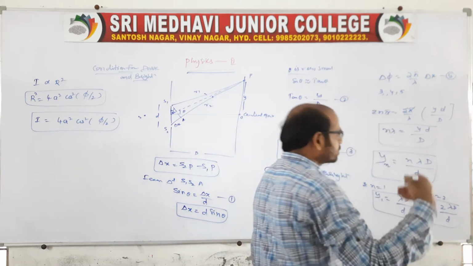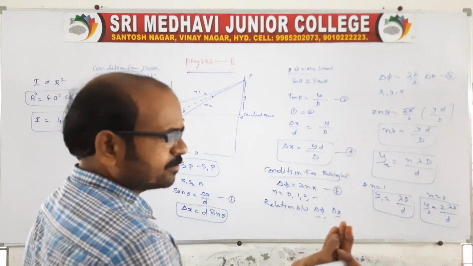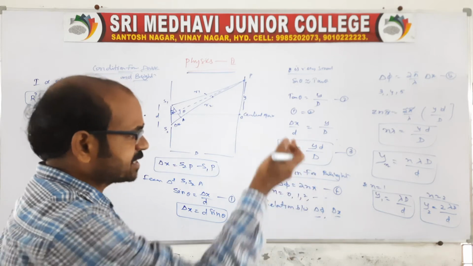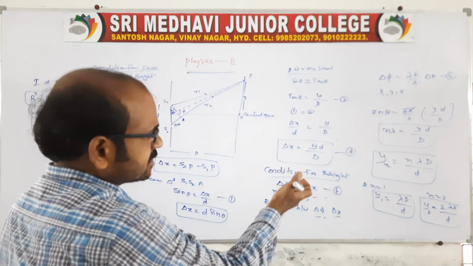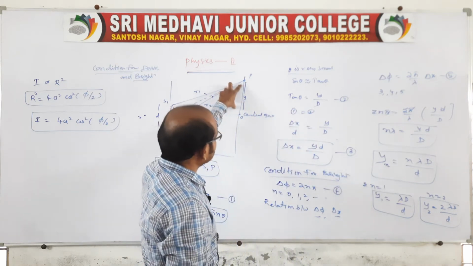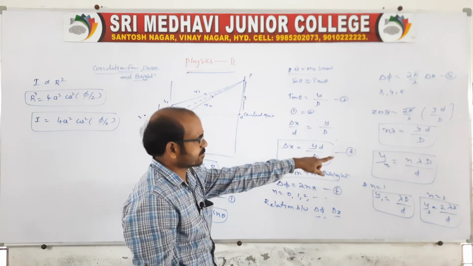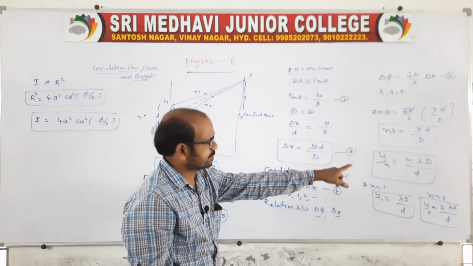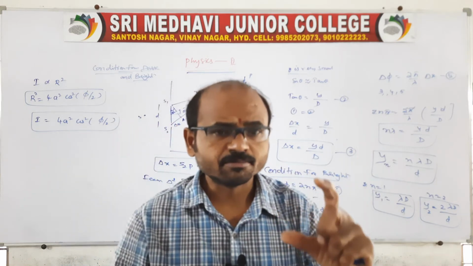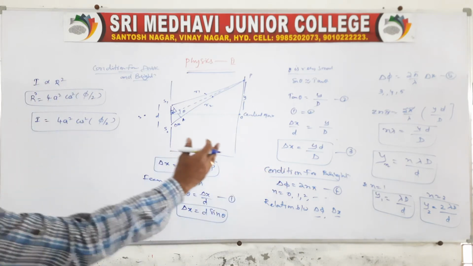Like you take a third bright band, you take n as 3. Like that you continue, and therefore we get the bright bands. So the condition for the bright band will be yn, where y is the distance of the nth bright band from the central maxima. So yn is equal to n lambda capital D by small d. It is the condition for bright bands formed on the screen. Clear?